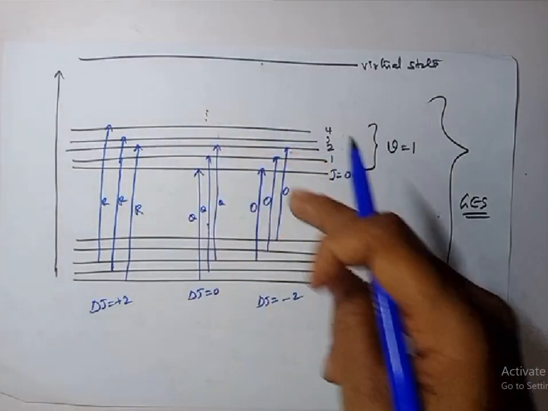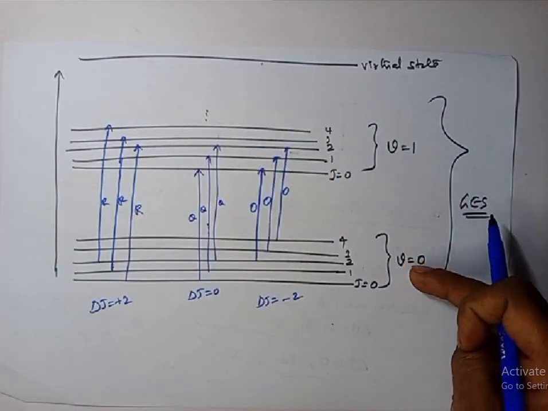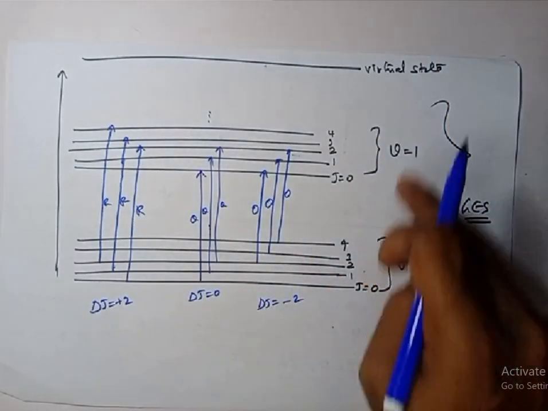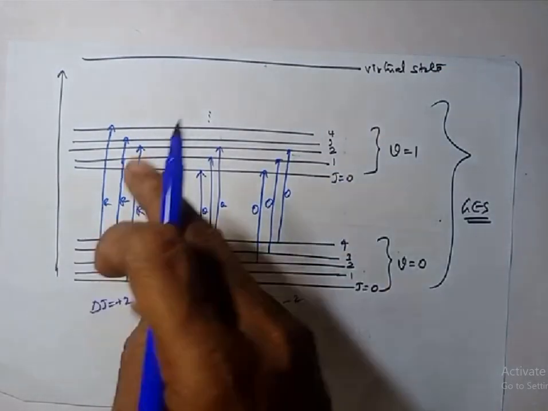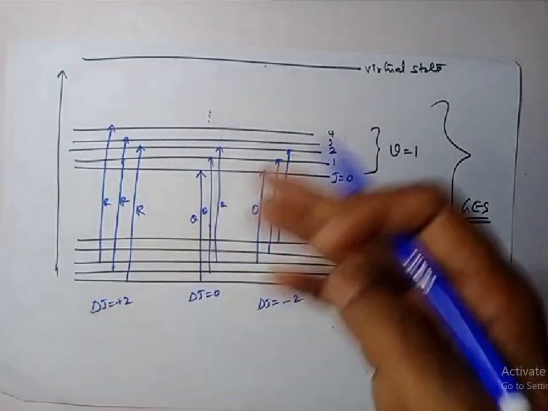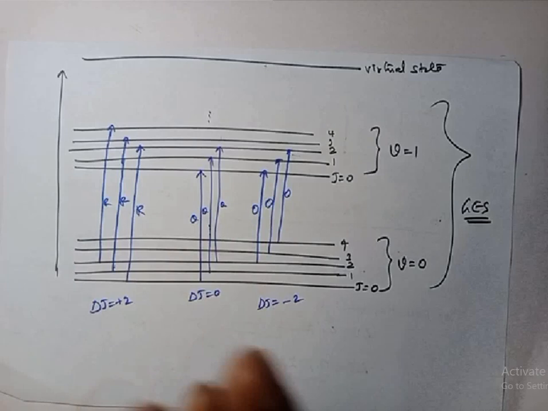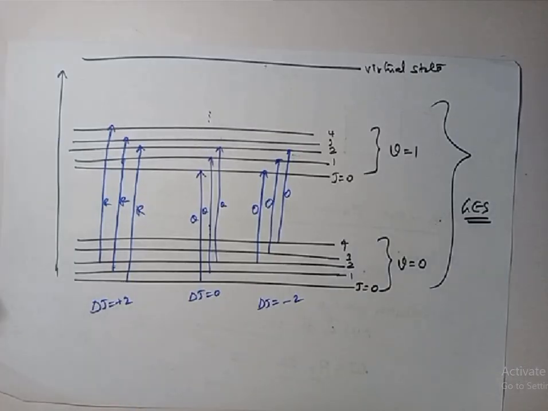In all these transitions, the molecule moves from V equal to 0 to V equal to 1. So it is a fundamental vibration transition. But during the fundamental vibration transition, many rotational transitions occur, and that's why we get a bunch of lines. Now, we move on to the next page. It's a very simple one. You can easily understand this.